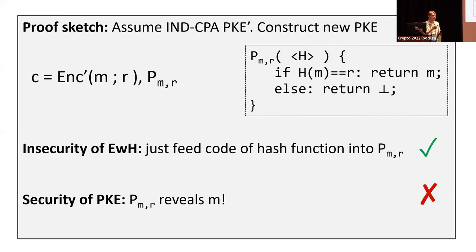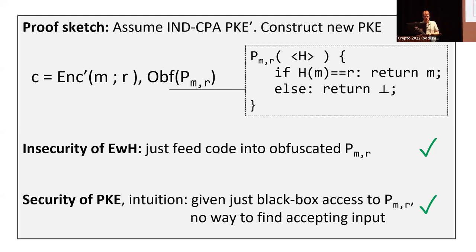Okay, but we actually need a secure public key encryption scheme in order to get an uninstantiability result, because starting from an insecure public key encryption scheme is meaningless. And the problem is that this modification to our original public key encryption scheme actually completely breaks security because this program has the message and randomness hard coded in it. So what actually happens is you obfuscate it using some sort of obfuscation scheme.